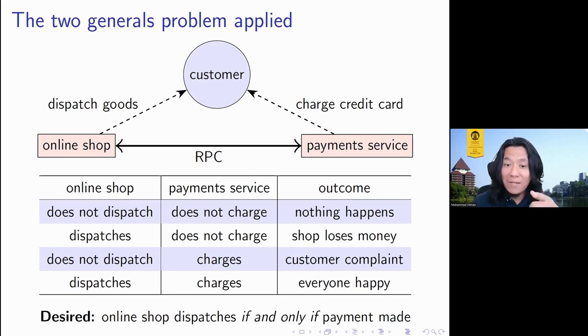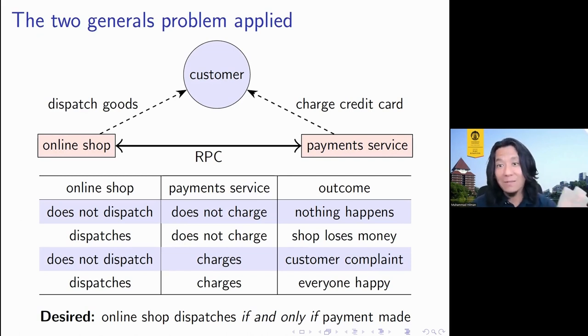But what if the payment service failed to charge the credit card, but the online shop believes it has been charged, so it dispatches the goods? The outcome will not benefit the online shop. And the third scenario: if the online shop didn't dispatch the goods, but the credit card has been charged, the customer will be upset. If everyone does their job, the online shop dispatches the goods and the payment service charges the credit card, the customer will receive the goods. Everyone will be happy.